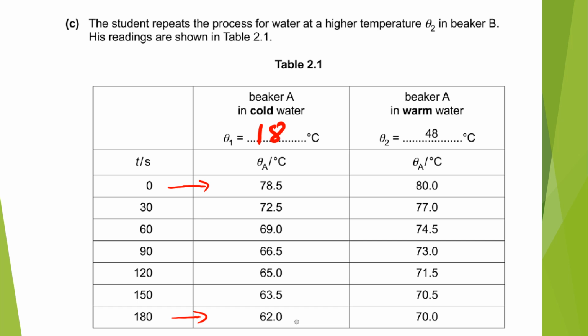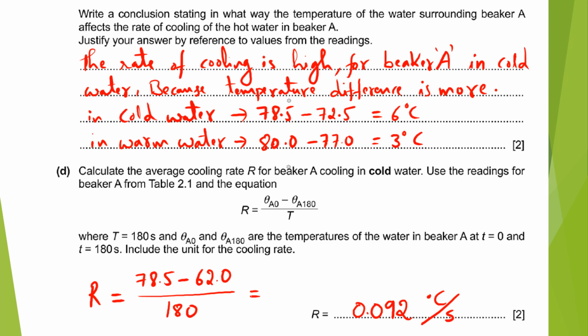So which column has more difference in temperature? You have to observe carefully and answer the following questions. Write a conclusion stating in what way the temperature of the water surrounding beaker A affects the rate of cooling of hot water in beaker A. So the hot water in beaker A will be cooled faster when it is placed in cold water.